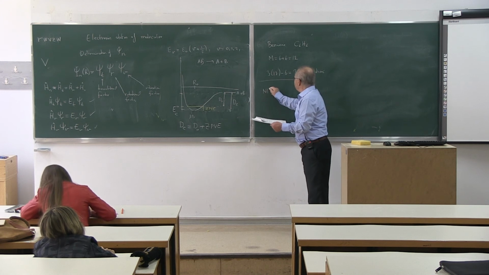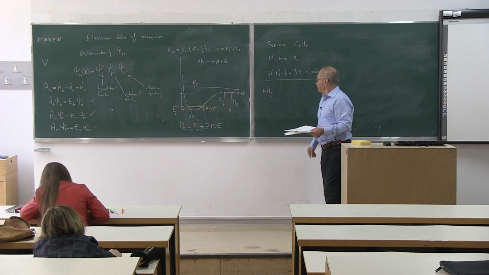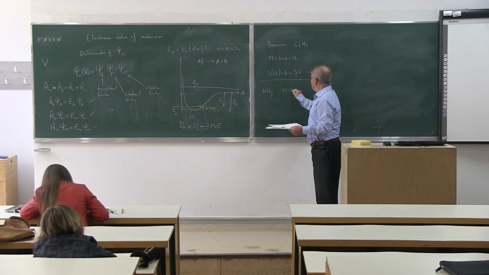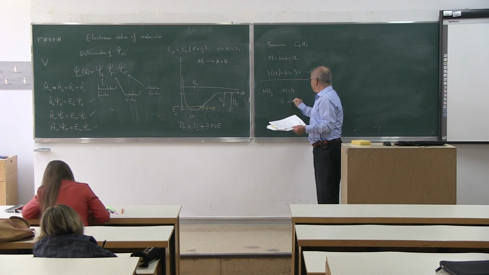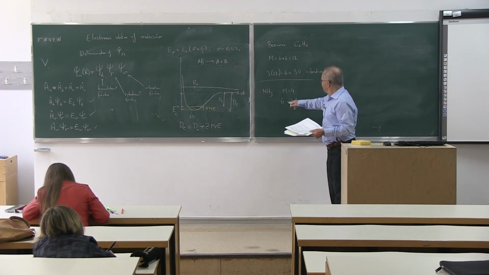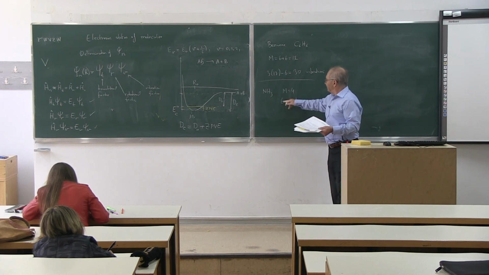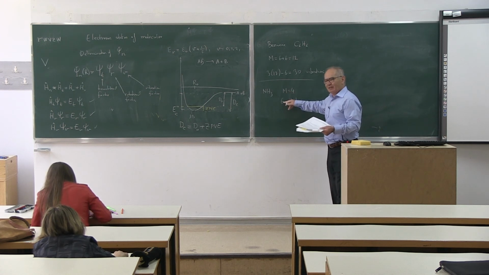Another one is ammonia. Ammonia is also nonlinear, isn't it? So here M is 4. 3 times 4 is 12, minus 6 is 6 vibrations. Again, the normal structure of ammonia is also symmetric. So the number of different vibration frequencies will be smaller than 6.